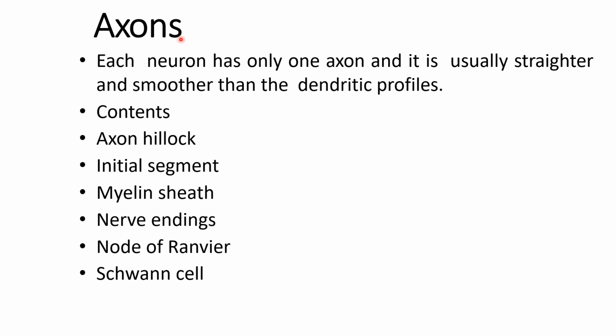Further about the axon, you have to expand under these headings: contents, axon hillock, initial segment, myelin sheath, nerve endings, node of Ranvier, and Schwann cells. About this, the descriptions are available in the videos on neuron.